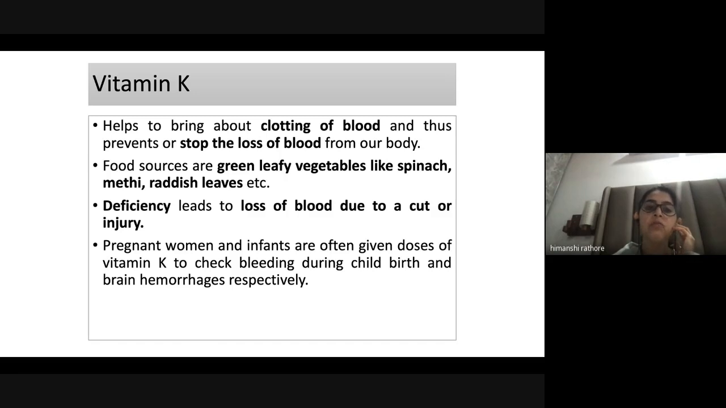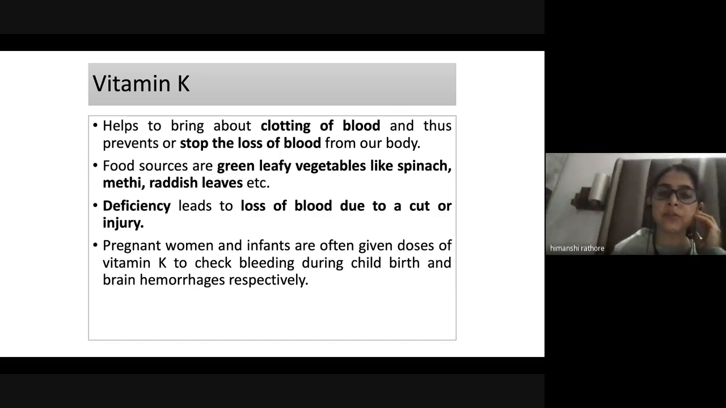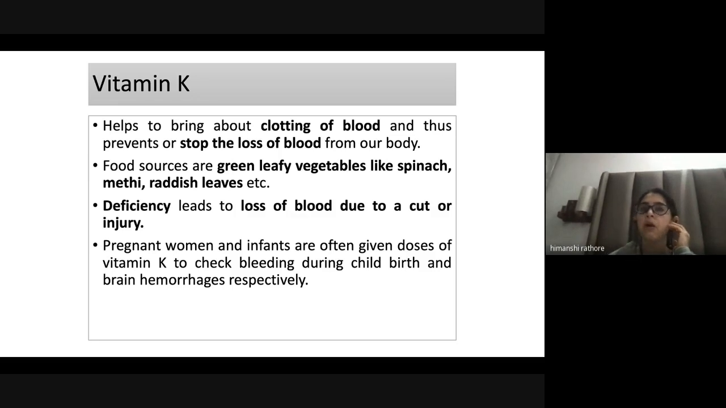And you just need to know a little about vitamin K. So I have prepared in this slide only that its deficiency leads to loss of blood due to a cut or injury, as I discussed with you, because it helps in clotting of blood. If vitamin K is not there, your loss during the injury will be at a high percentage, and that will lead to anemia. Because what is anemia?